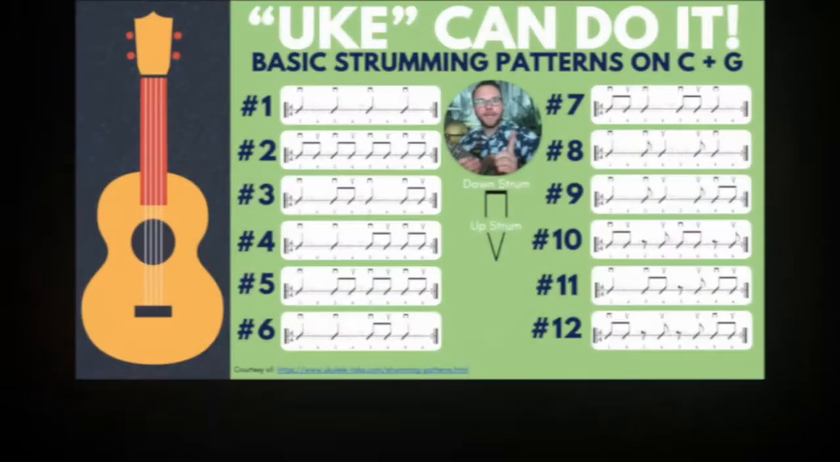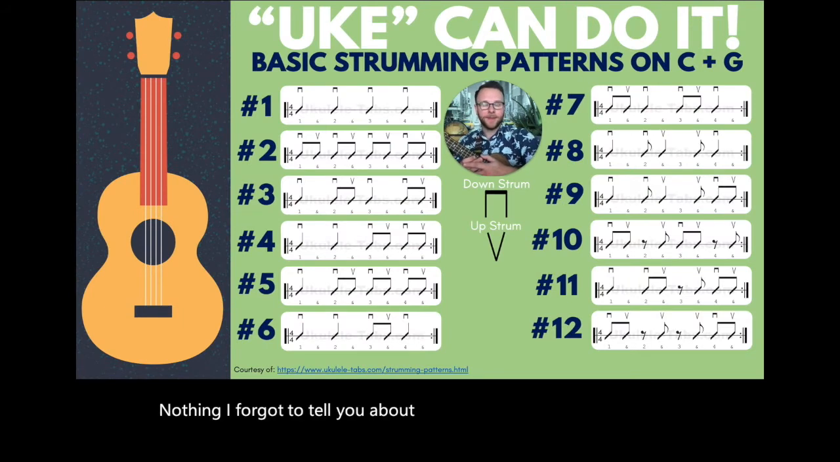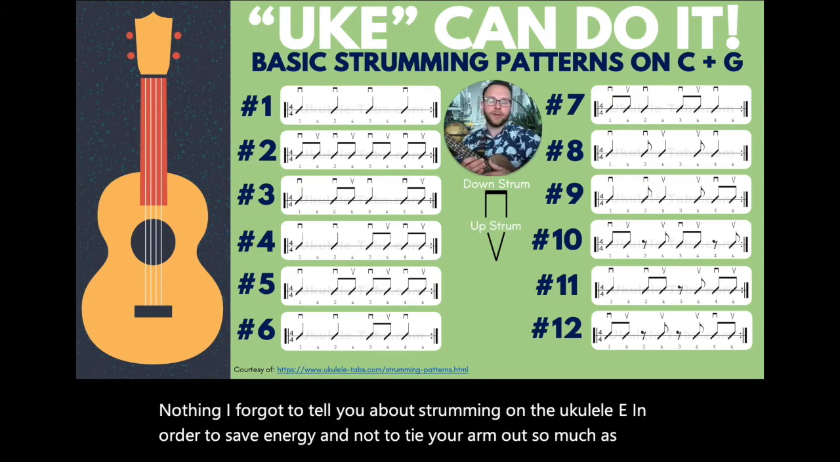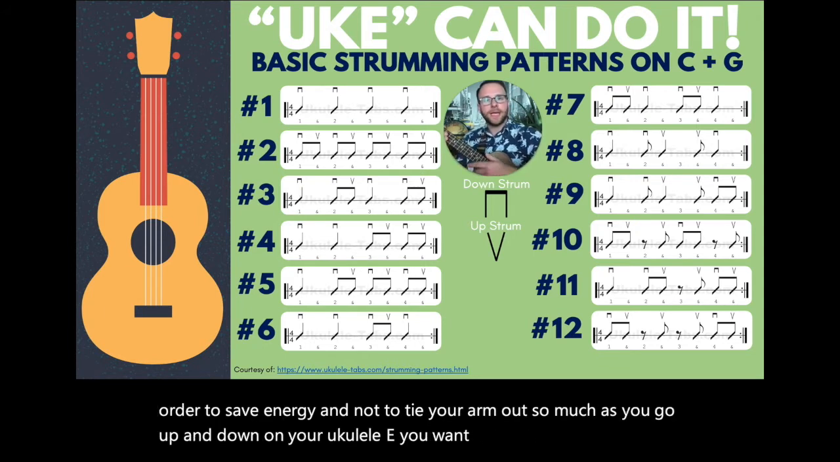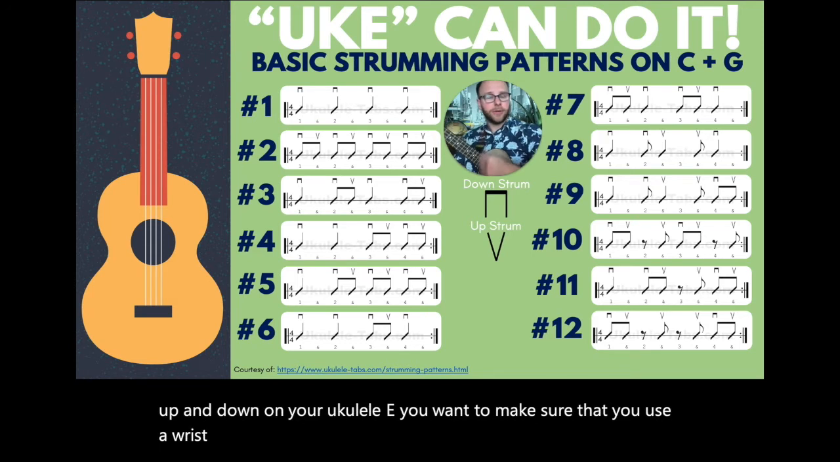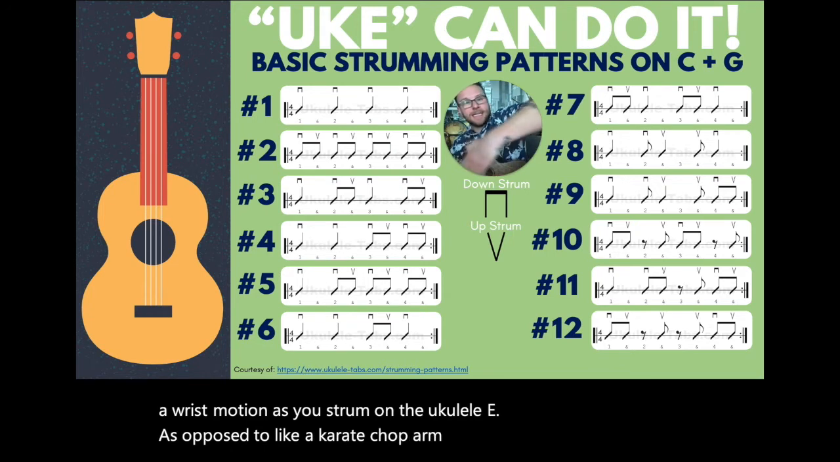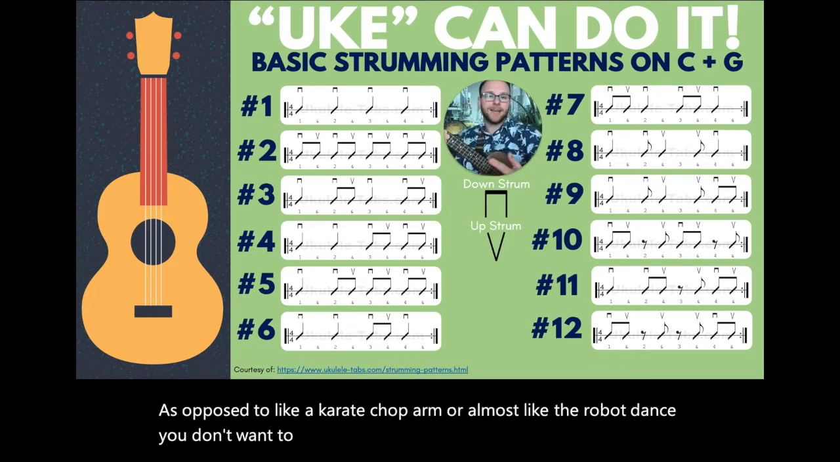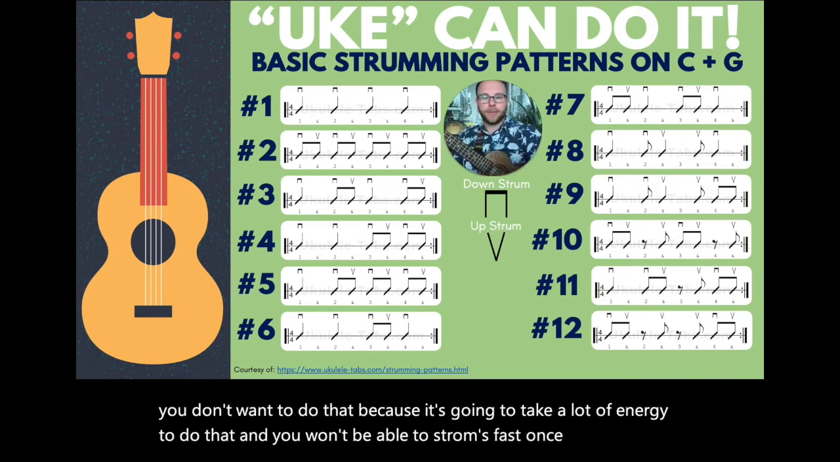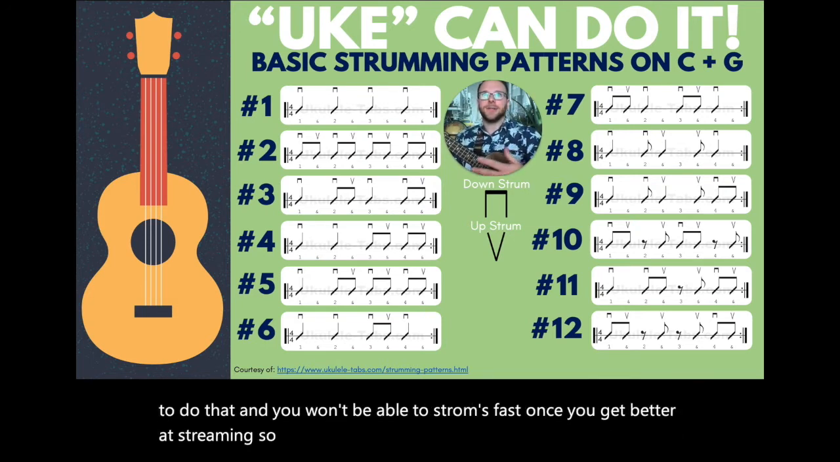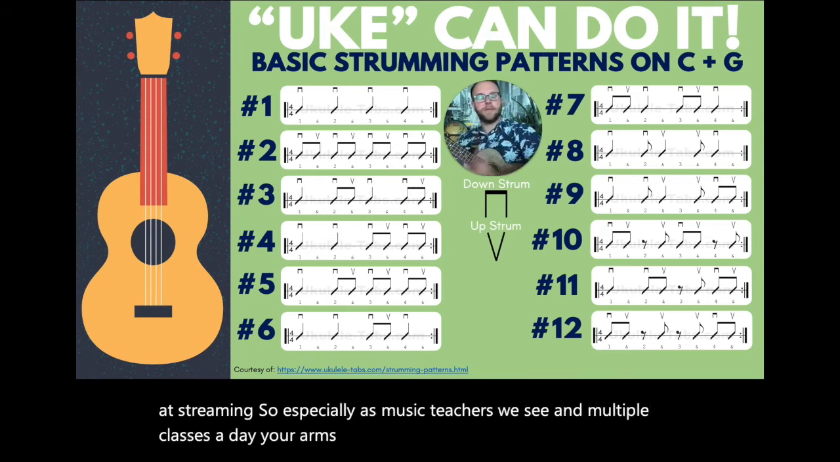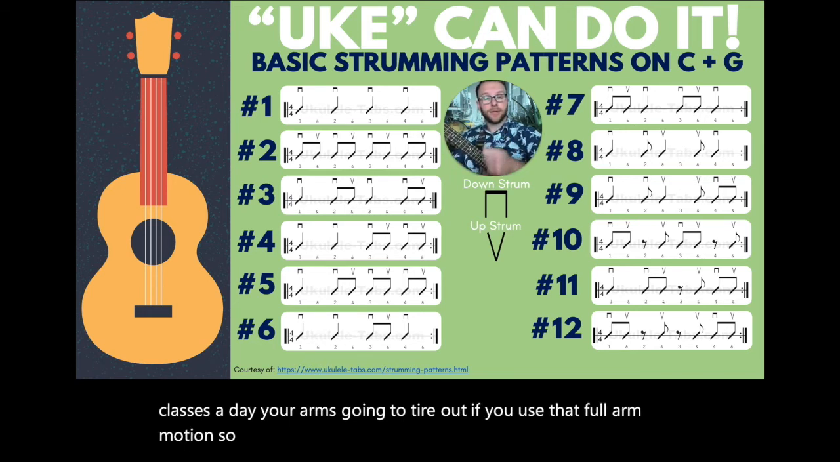One last thing I forgot to tell you about strumming on the ukulele. In order to save energy and not to tire your arm out so much as you go up and down on your ukulele, you want to make sure that you use a wrist motion as you strum, as opposed to a karate chop arm or almost like the robot dance. You don't want to do that because it's going to take a lot of energy, and you won't be able to strum as fast once you get better at strumming. Especially as music teachers, we see multiple classes a day, your arm's going to tire out if you use that full arm motion. So make sure to use the wrist motion, something like this.